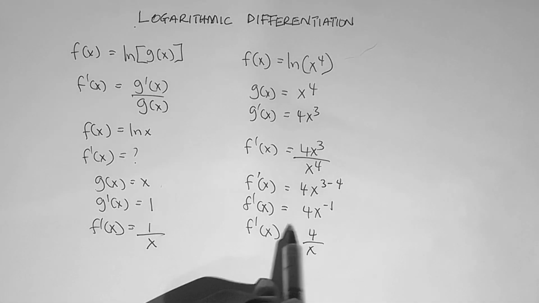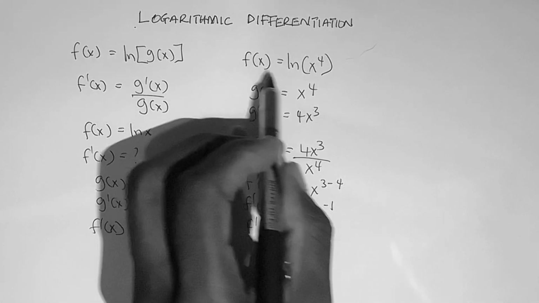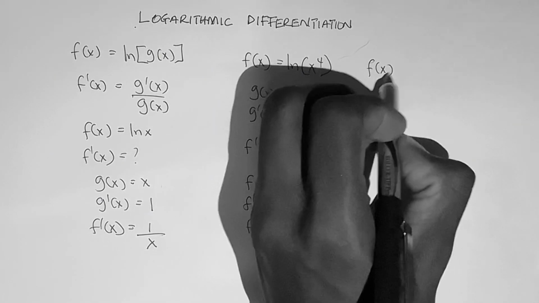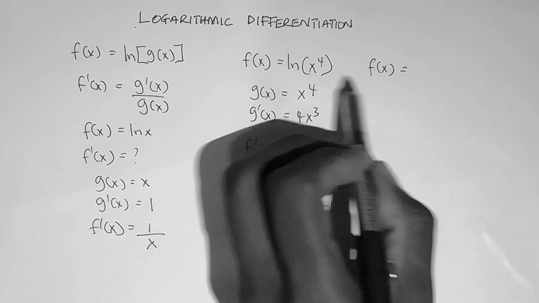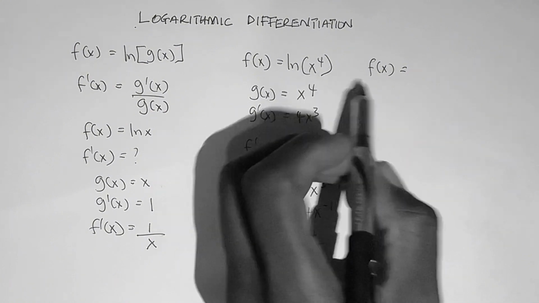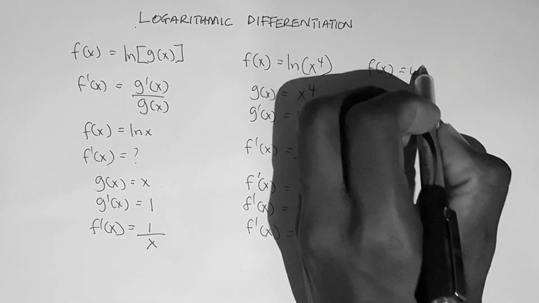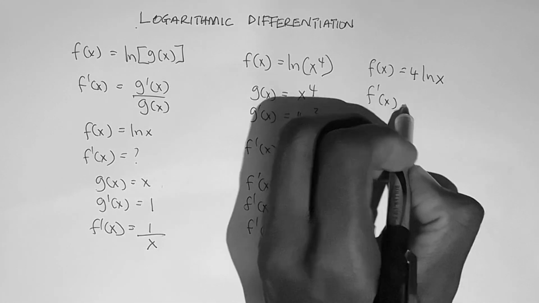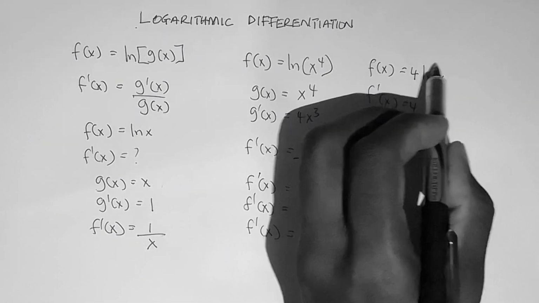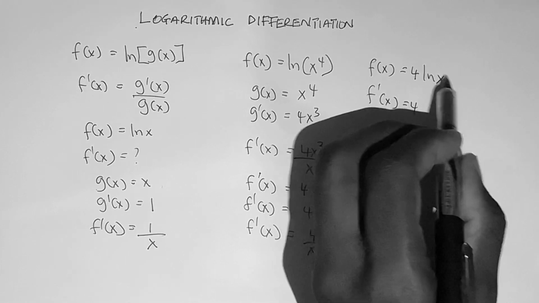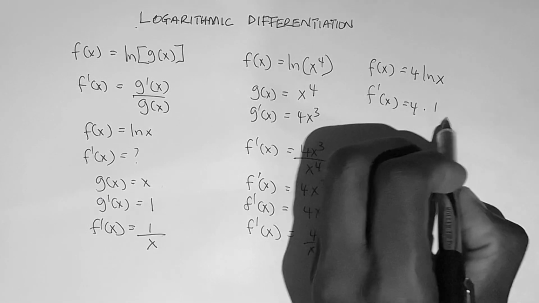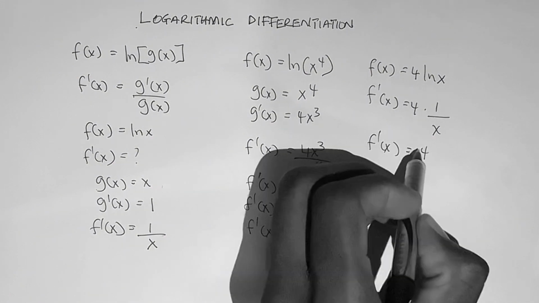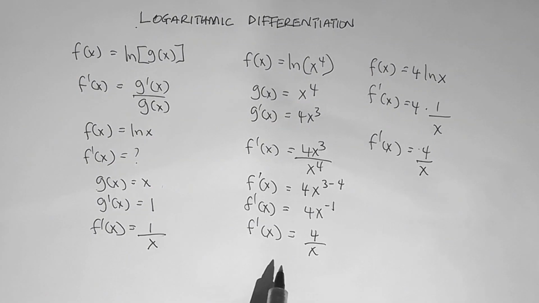We could also use another method. The other method we can do is to say f of x is equal to, using the properties of logarithms, ln x exponent 4 can be written as 4 ln x. So f prime of x is equal to 4 times, if you differentiate ln x, you differentiate x, which is 1, divided by x. So f prime of x is equal to 4 over x.